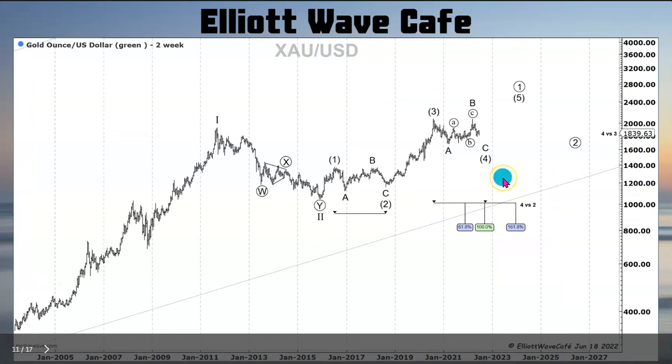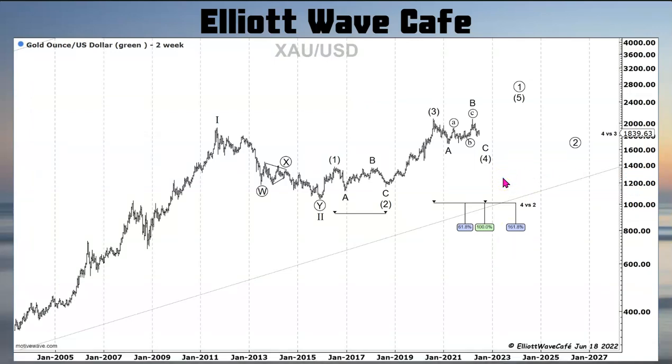Okay, just a quick look at gold, because gold is a very interesting market. It hasn't done a whole lot.